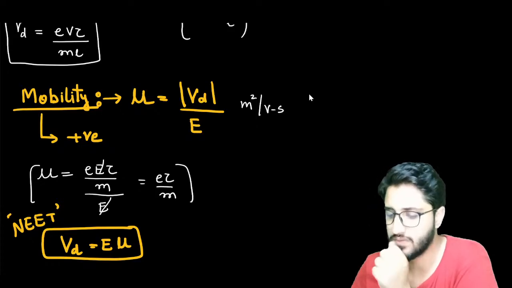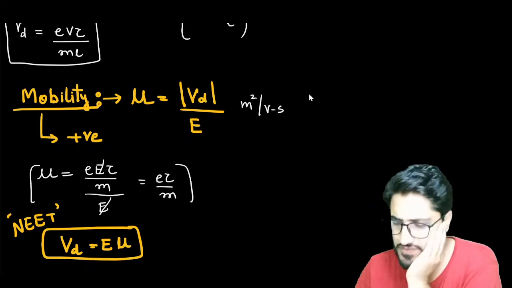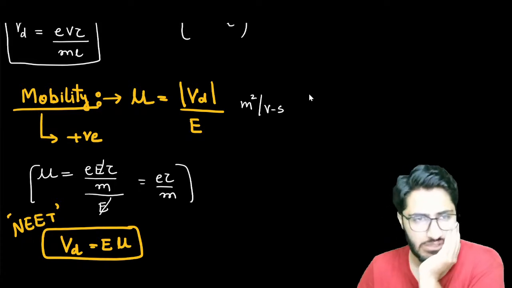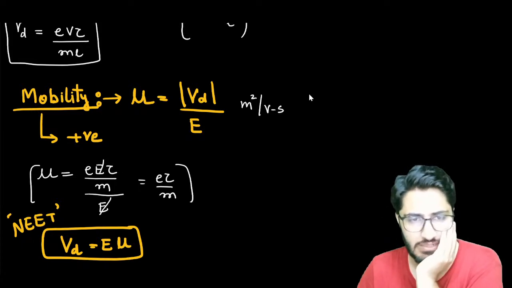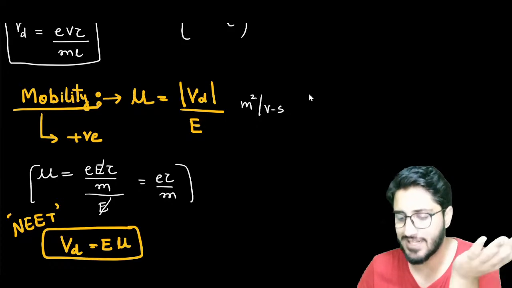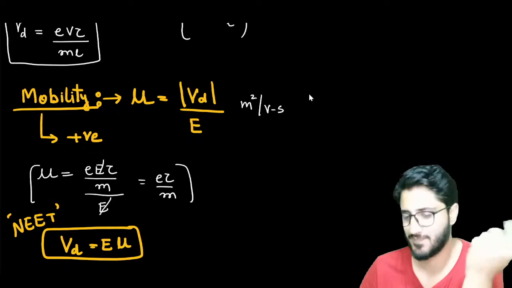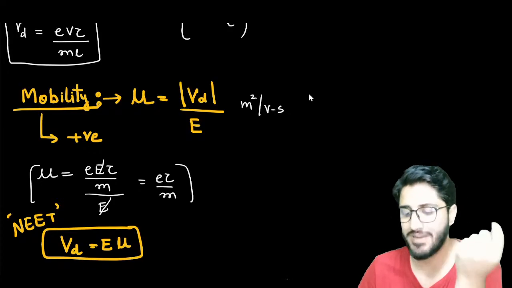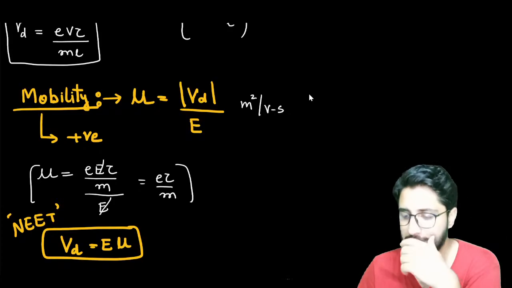What is E tau? Which one is E tau by m? Yes, mu is E tau by m. I am giving you the tau. Tau means time. It is E tau by m, no?